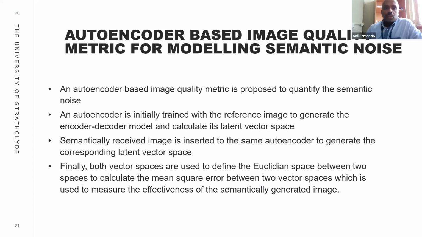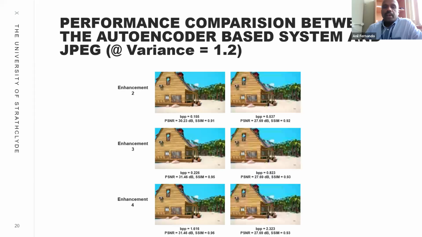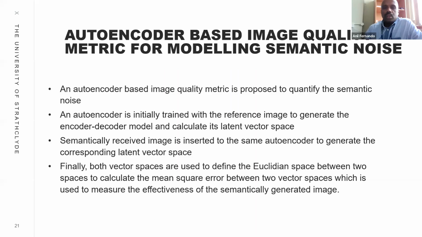That brings us to the conclusion of the presentation. Here we have proposed autoencoder-based image quality measurement for the proposed system as well. We considered PSNR and SSIM for measuring the performance of the system, and we have shown that the quality of the images generated at different noise levels is much higher for the proposed system compared to the equivalent JPEG representation.